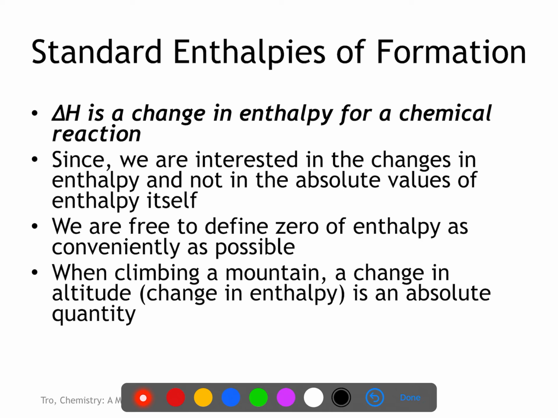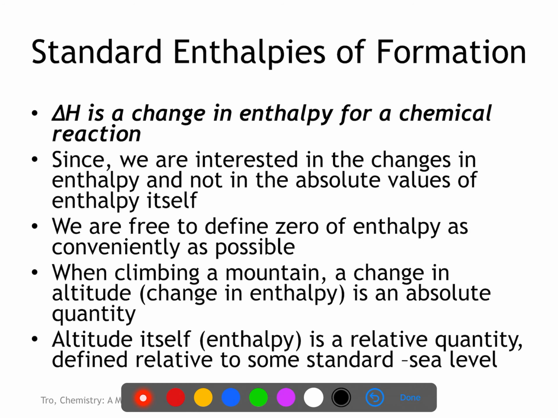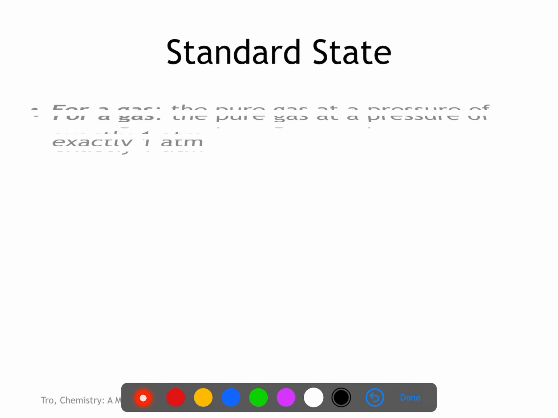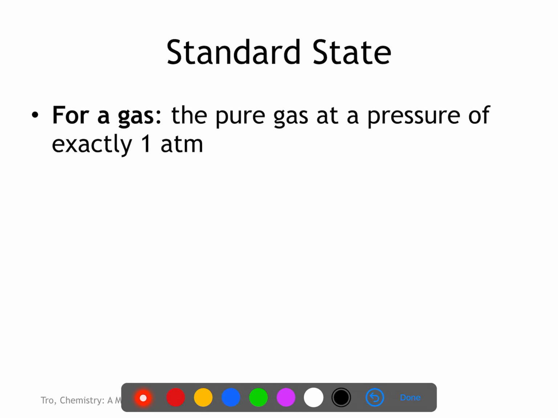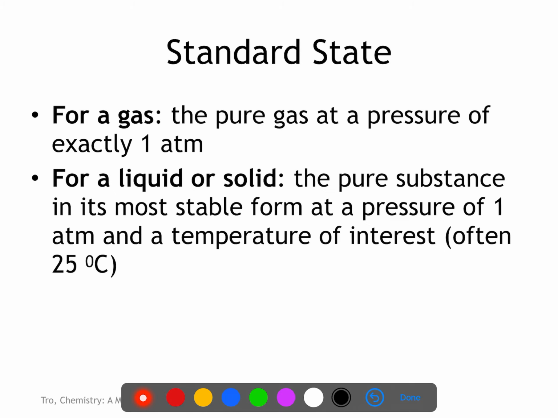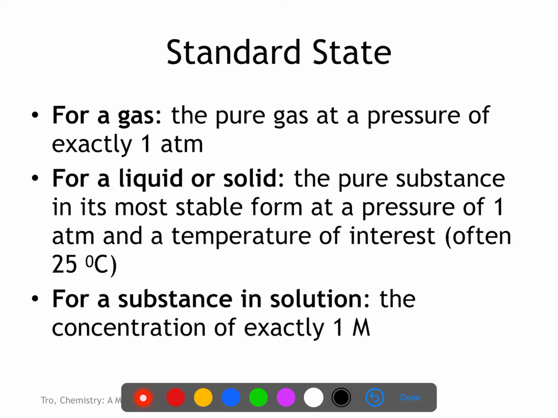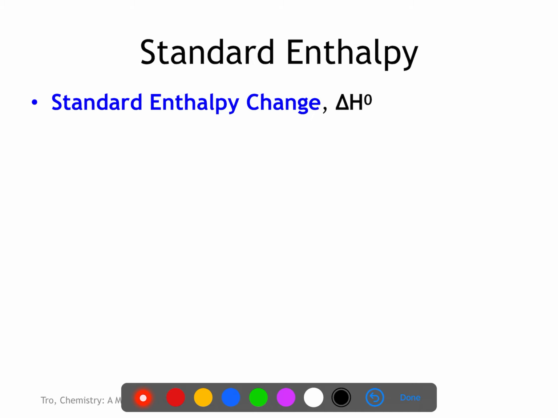When climbing a mountain, a change in altitude is like a change in enthalpy, which is an absolute quantity, whereas the altitude itself is the enthalpy, and that's a relative quantity defined to some standard. It could be like sea level. So we define standard state in different ways. For a gas, the pure gas at a pressure of exactly 1 atmosphere, we define that as 0. For liquids and solids, those pure at 1 atmosphere and a temperature of interest have certain standard states, and for a substance in solution, 1 molarity. So these are all defined at these pure states.